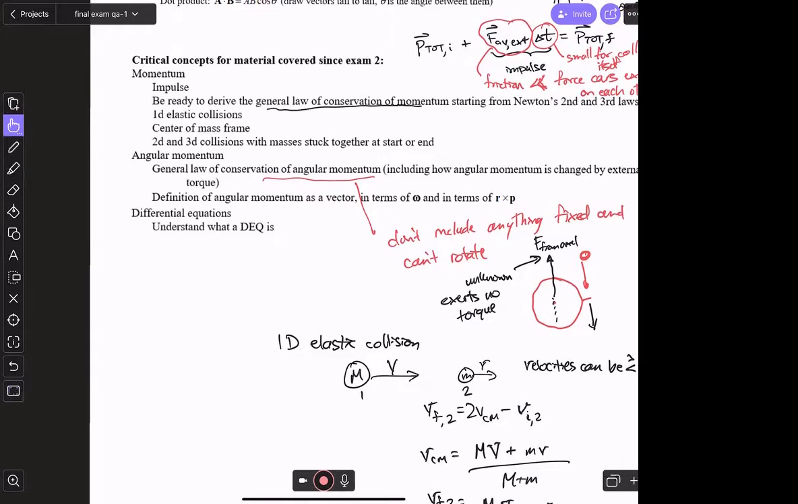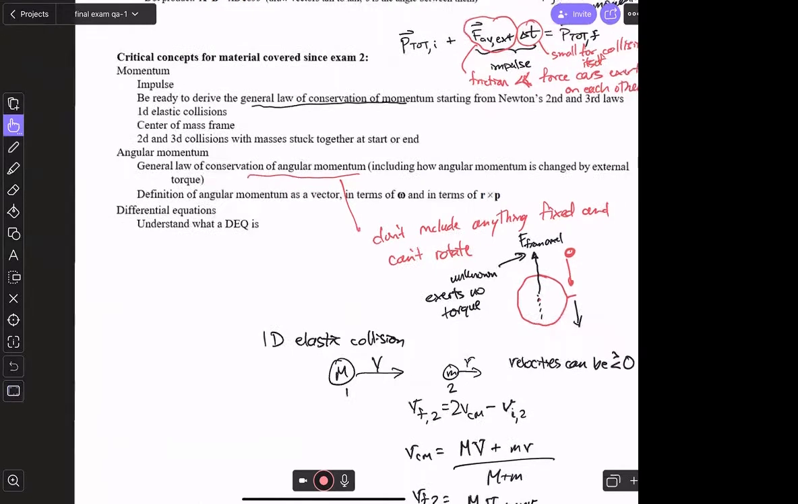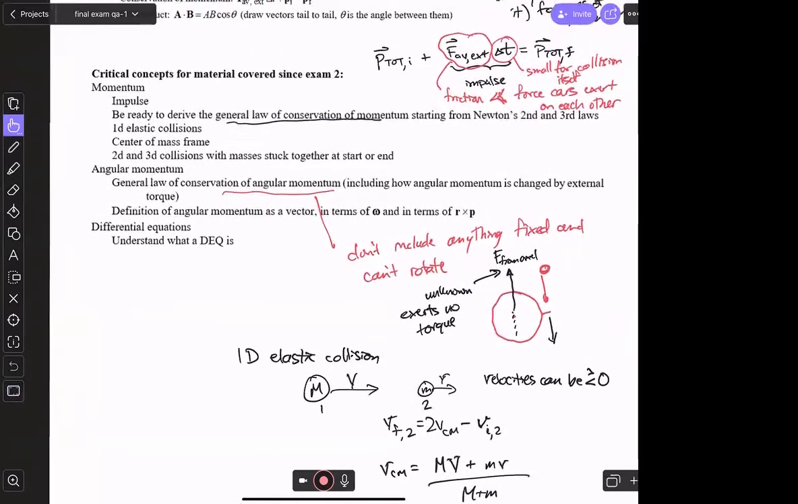Professor, quick question going back. I think we've done many examples with 2D collisions. For 3D collisions, is it the same idea where instead of just X and Y, we would look at X, Y, and Z independently? Yeah, exactly.